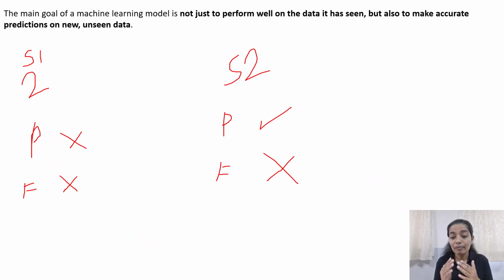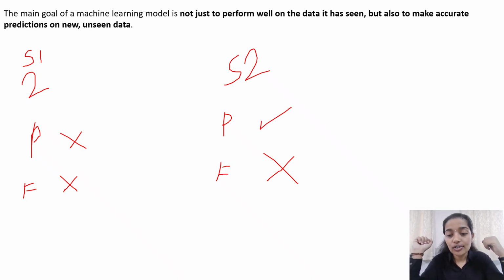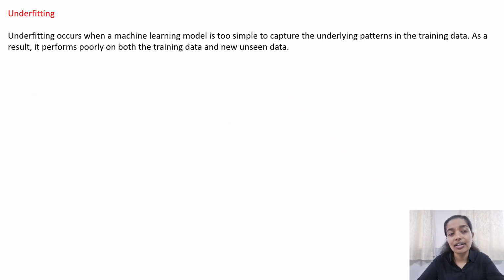So the main aim is accuracy. The model should give us accuracy on unseen data. That is why we train our model. And these two conditions that we discussed, where the model either doesn't learn at all, or learns too much that it also starts picking up the noise, are both not ideal conditions, and these are basically overfitting and underfitting. So let us discuss in detail what underfitting is.